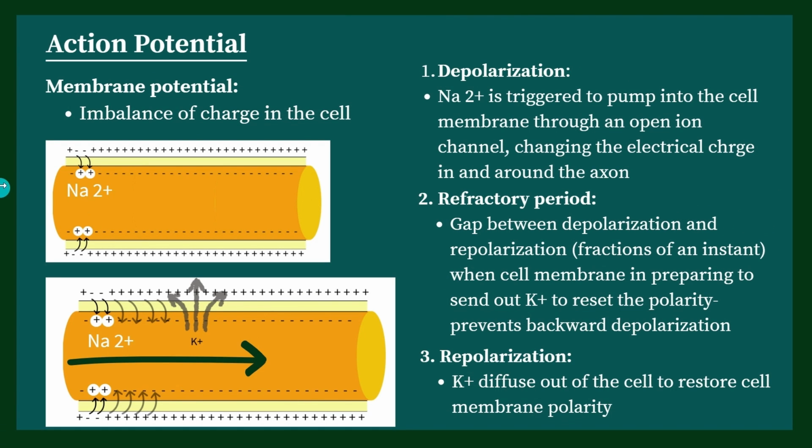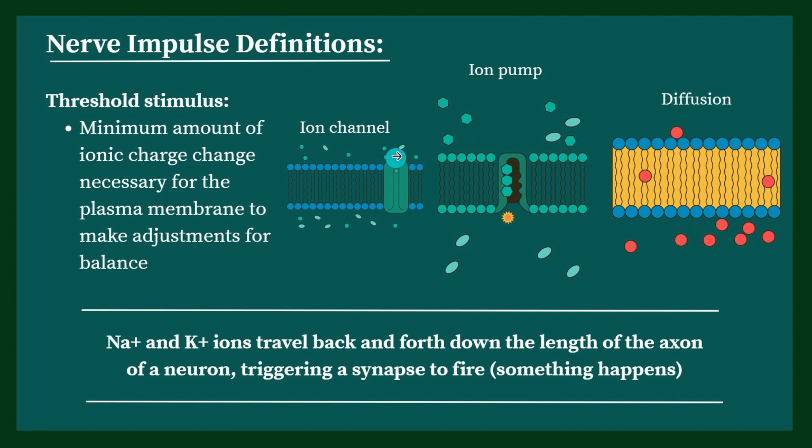But the threshold stimulus is reached in the axon because the cell started the chain, okay? And it opens that ion channel to pour those sodium ions in.